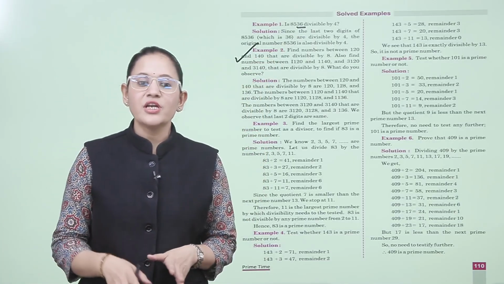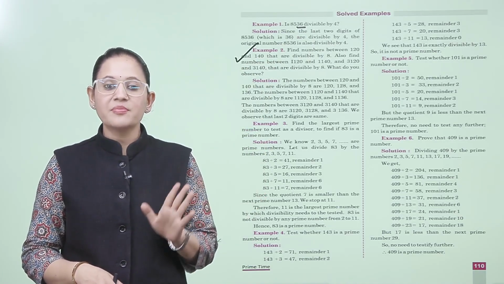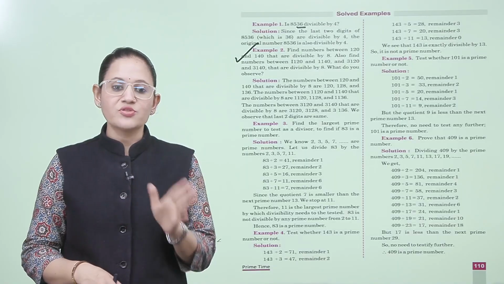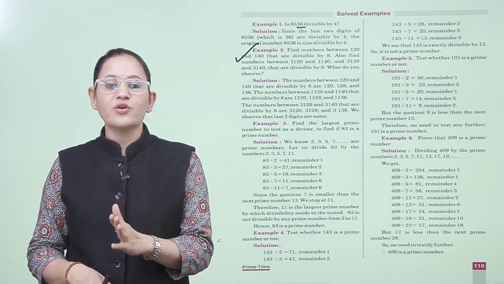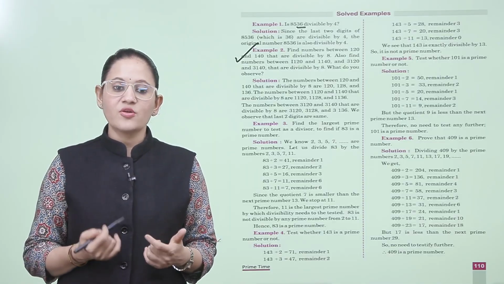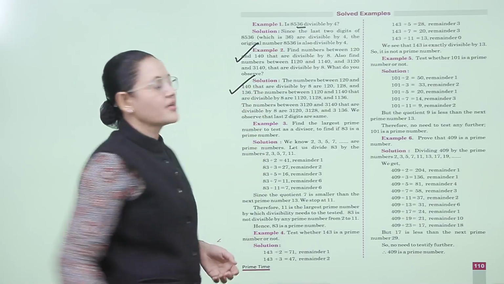Now we will take another example, example 2. Find numbers between 120 and 140 that are divisible by 8. Also find the numbers between 1120 and 1140, and 3120 and 3140, that are divisible by 8. What do you observe? So, we will see the solution.